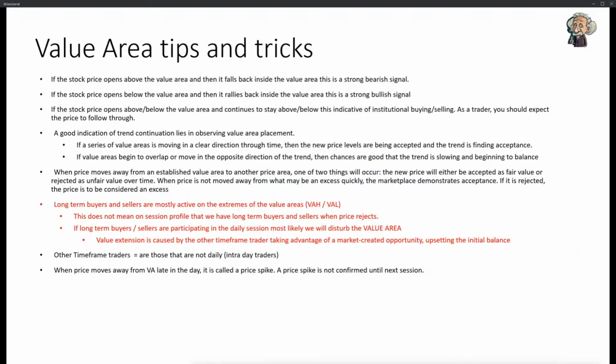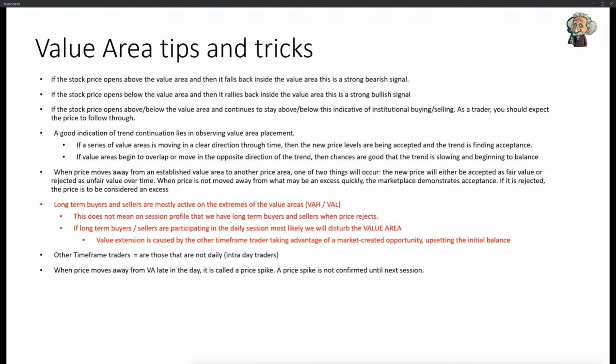Value tips and tricks. This is a very important slide if you're new to volume profile, and even if you're not, it might not be a bad slide to digest, because this is applicable to market profile and volume profile. It's a very valuable slide for all of you. If the stock price opens above the value area and then it fails back inside the value area, that's very bearish.